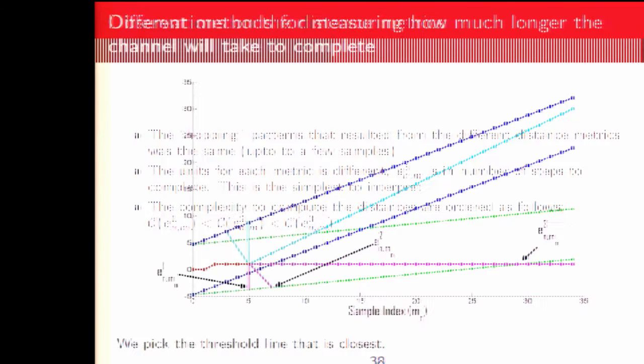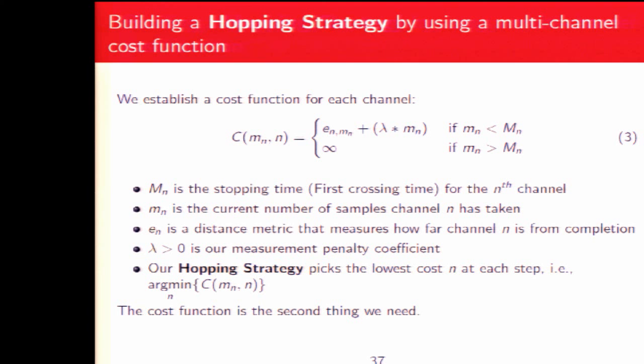So our hopping strategy, maybe I should not belabor this point, at every step is to just pick the smallest cost. This is the second thing that we need, a strategy that dictates how to move around. And that strategy is to compute this cost for every channel and pick the minimum at every time. It's basically a greedy strategy.